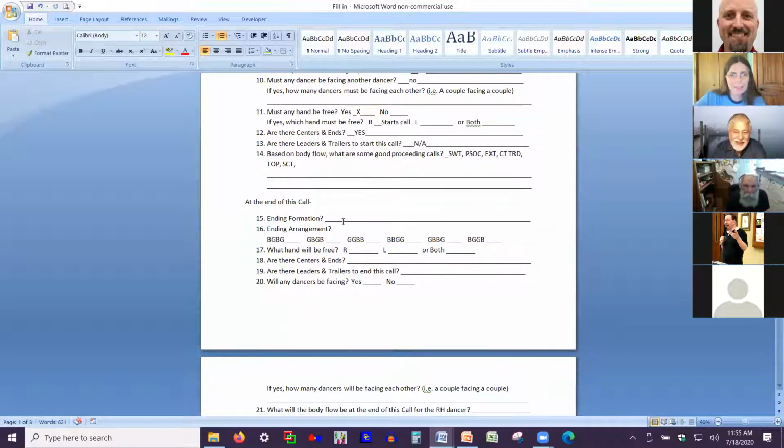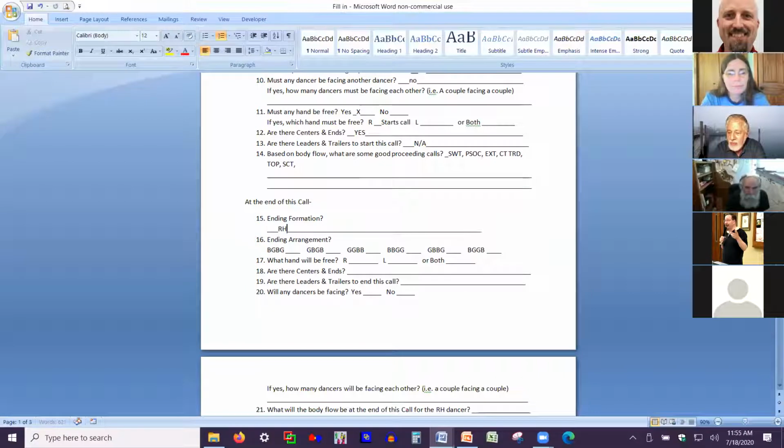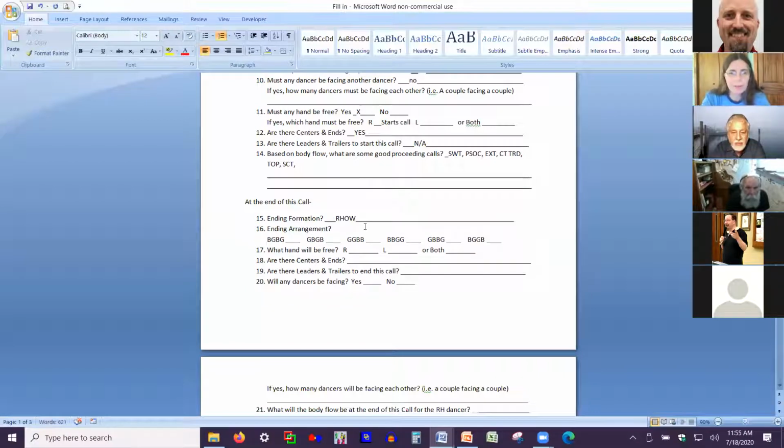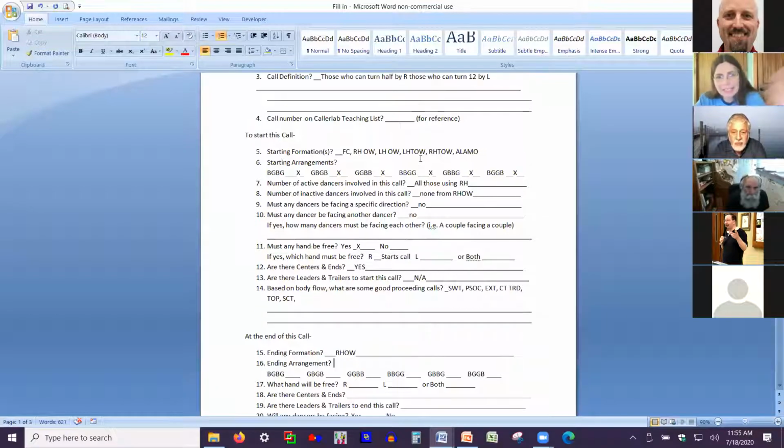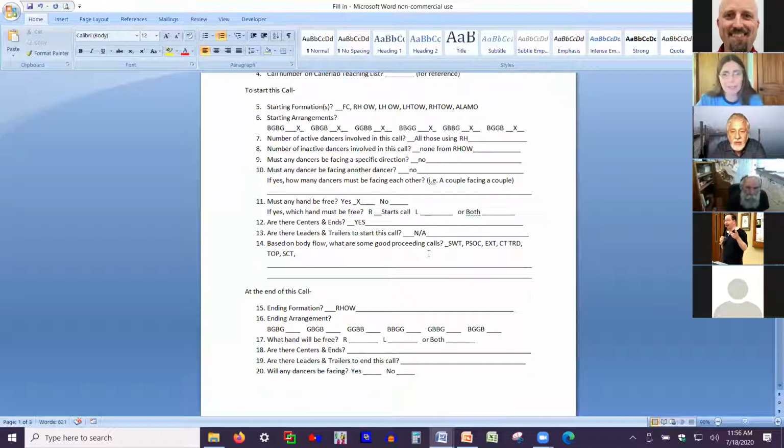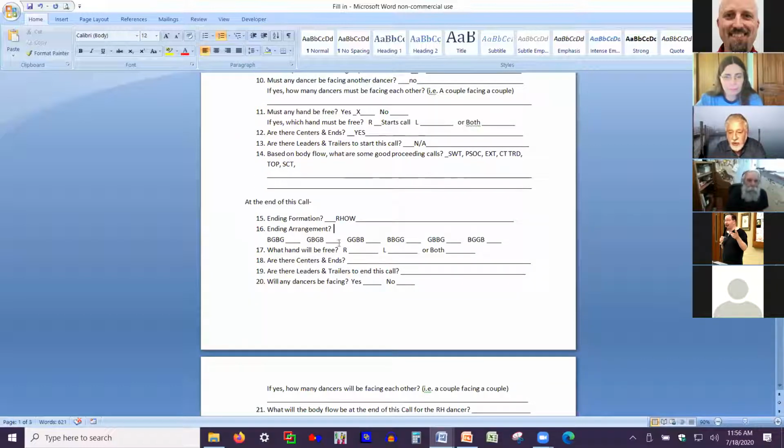Okay, that's good. Okay, so now at the end of the call, what is our ending formation? And starting formation. We still have a right-handed ocean wave, right? As we started, I mean, we listed all those, but then we went with the right-hand ocean wave. Yes, it's definitely a wave.